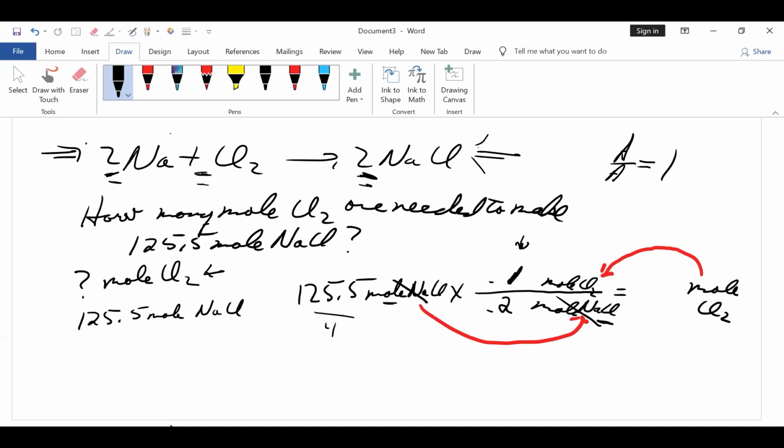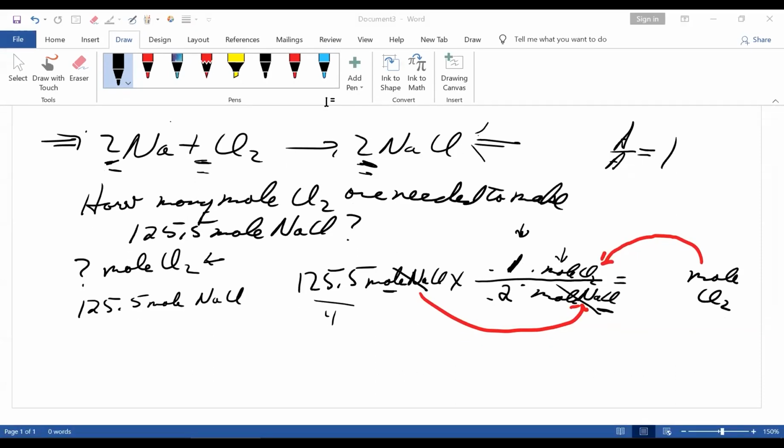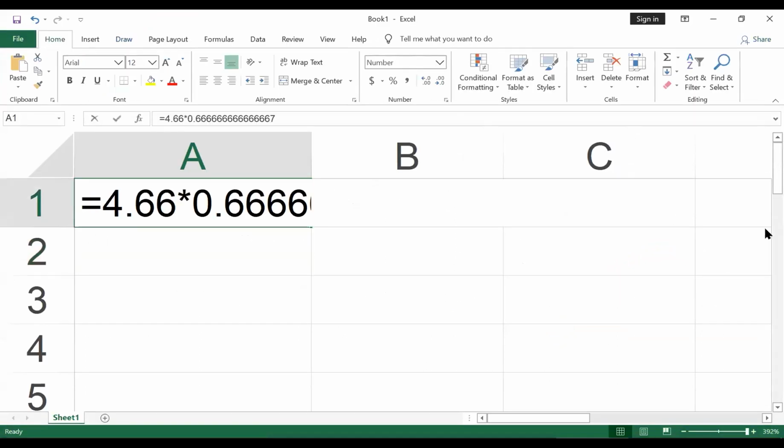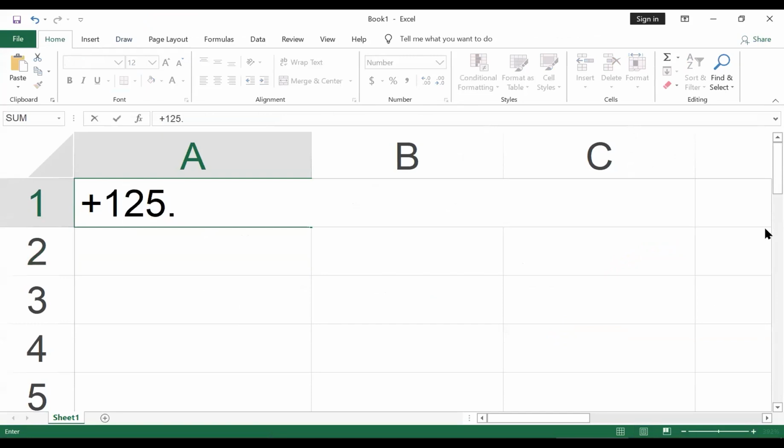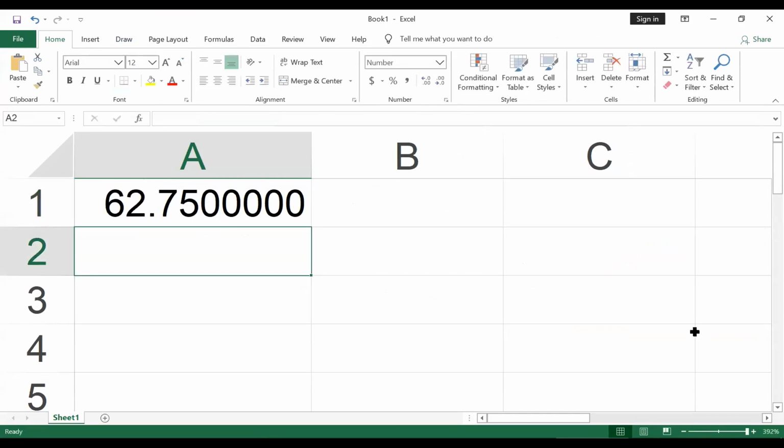I have students get these reversed, and what you end up with is moles of sodium chloride times moles of sodium chloride divided by moles of chlorine, and immediately you know I made a mistake. If you did that, I didn't. So now I can pick up my calculator, because the only thing I'm left with unit-wise is what I want. And this is my answer.